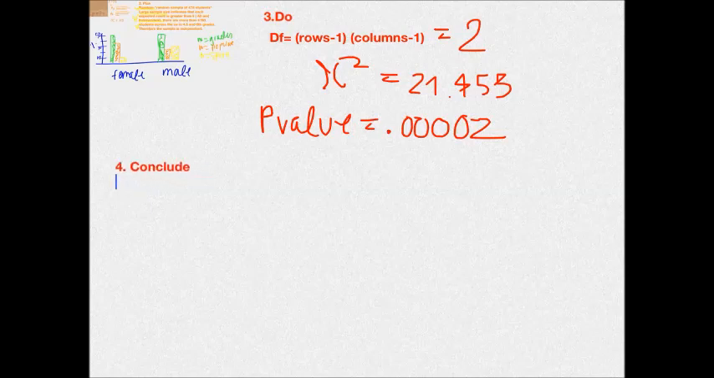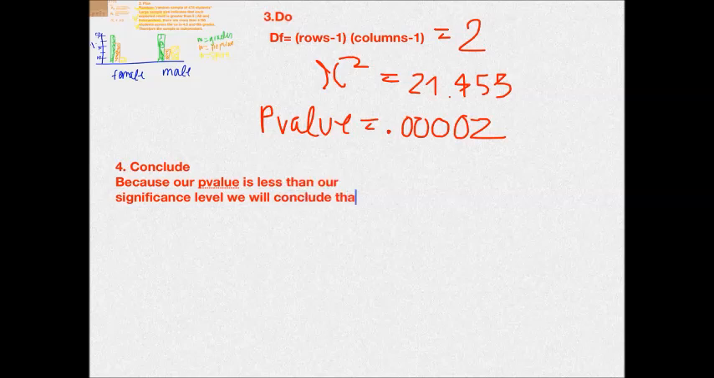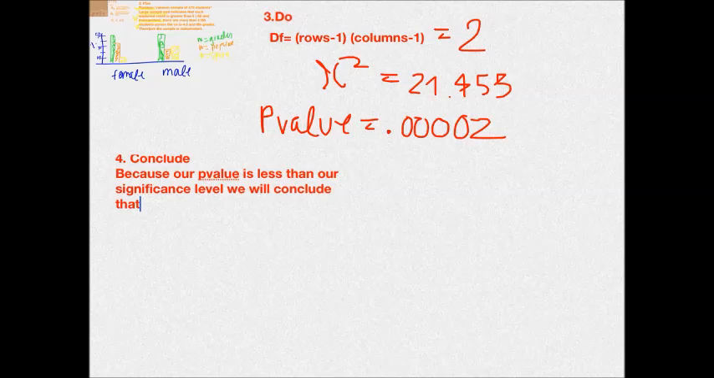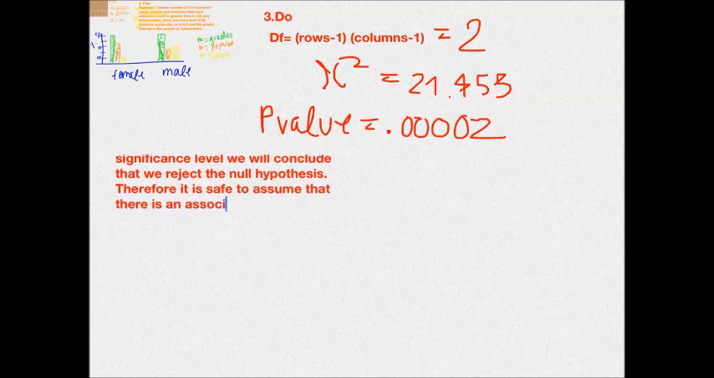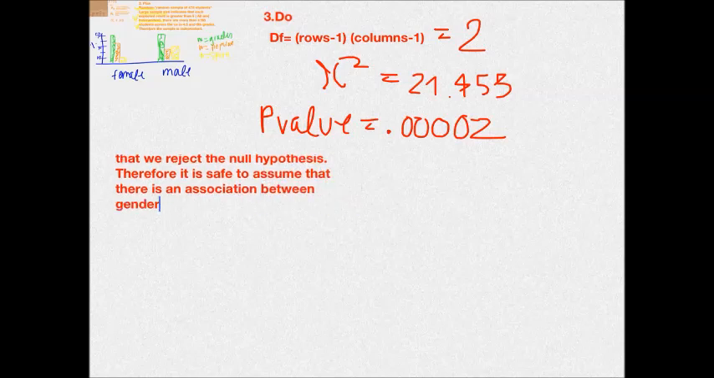To conclude, we will say that because our p-value is less than our significance level, we reject the null hypothesis, and it is safe to assume that there is an association between gender and goals in the 4th, 5th, and 6th grades.